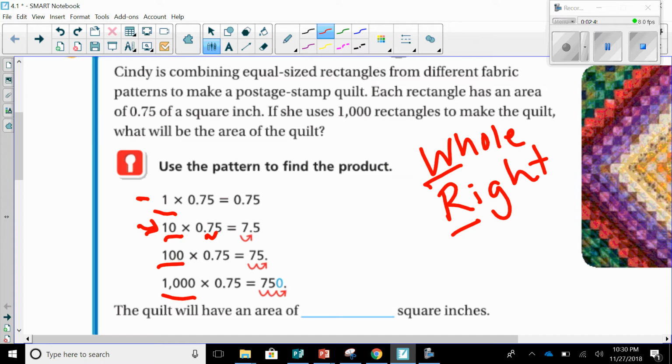So now let's look at 100. If I do 100 times 0.75, there are 2 zeros in 100, so I know that I'm going to move that decimal point 2 places to the right, which gives me 75 as my answer. Then if I look at 1,000, 1,000 has 3 zeros in it, so I know that where this decimal point starts, I'm going to go 3 places to the right.